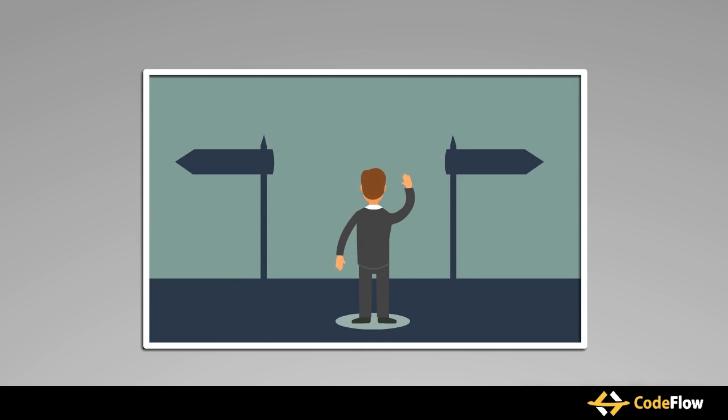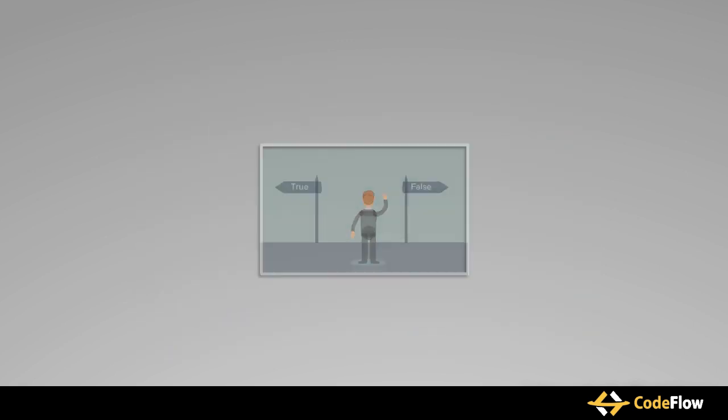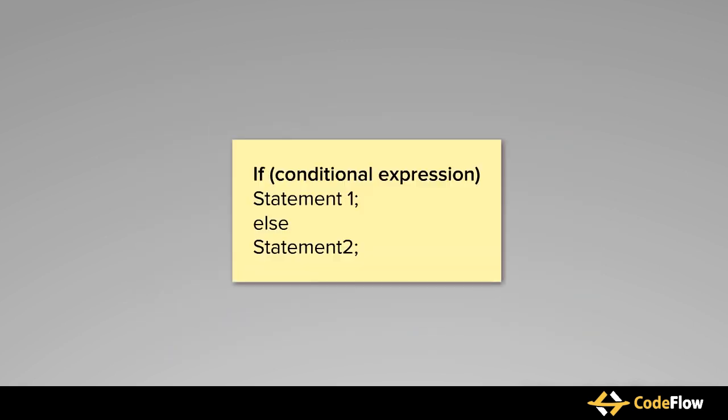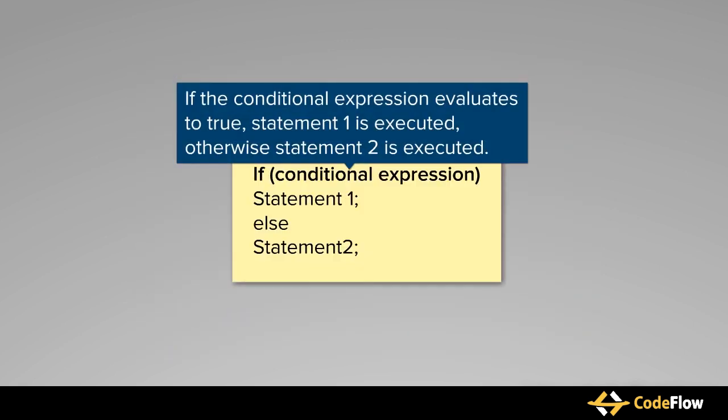The if-else statement allows us to execute one set of statements if the expression evaluates to true and another set of statements if the expression evaluates to false. The syntax of if-else statement is shown here. Here, if the conditional expression evaluates to true, statement 1 is executed. Otherwise, statement 2 is executed.